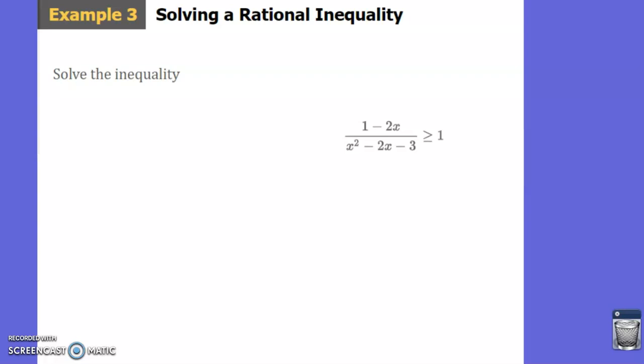So the first thing we've got to do is solve it. And remember the steps that we did is bring everything over to one side, especially with inequalities. So we're going to have 1 minus 2x over x squared minus 2x minus 3, and then minus 1 is greater than 0. Now, just to refresh your memory, these are both fractions, so you've got to get a common denominator. This one's not going to change.